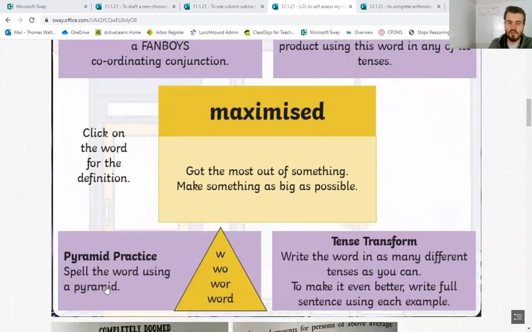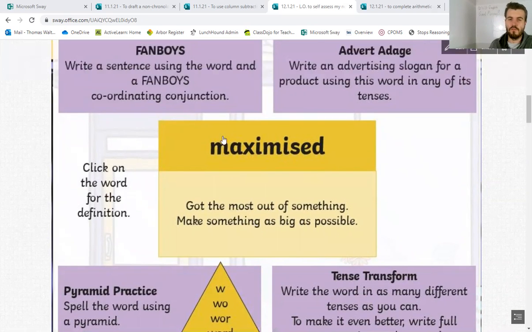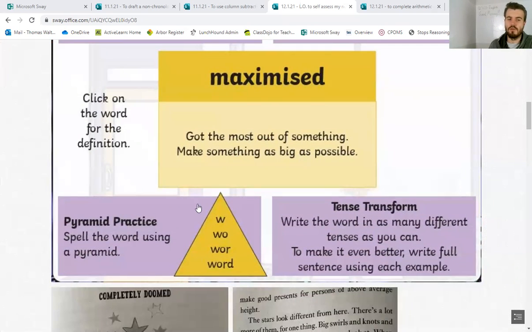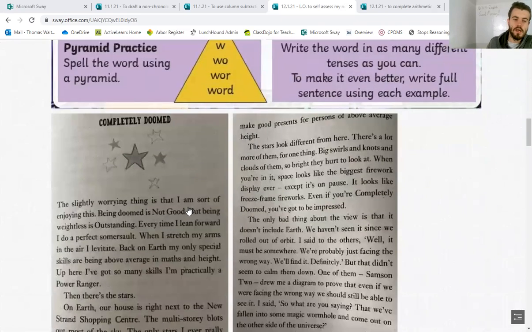You could spell the word using a word pyramid. So have the first letter at the top, then the second line is the first two letters, the third line is the first three letters, and so on. Or you can write the word in a tense transform, so in as many different tenses as you can. Present tense, past tense, all those. To make it even better, write full sentences using each example. So that's up to you guys. Pick what you want to do and have a go at one of those 4 activities. I quite like the sound of pyramid practice myself.